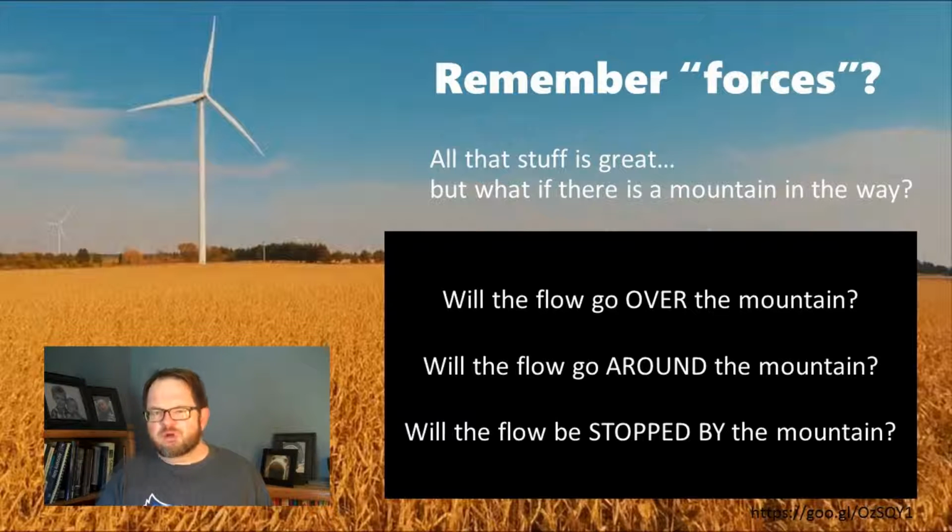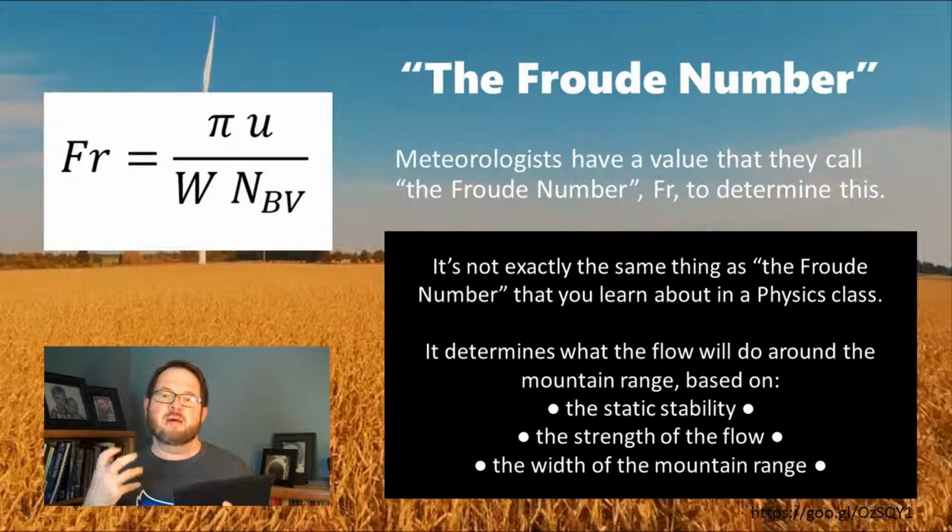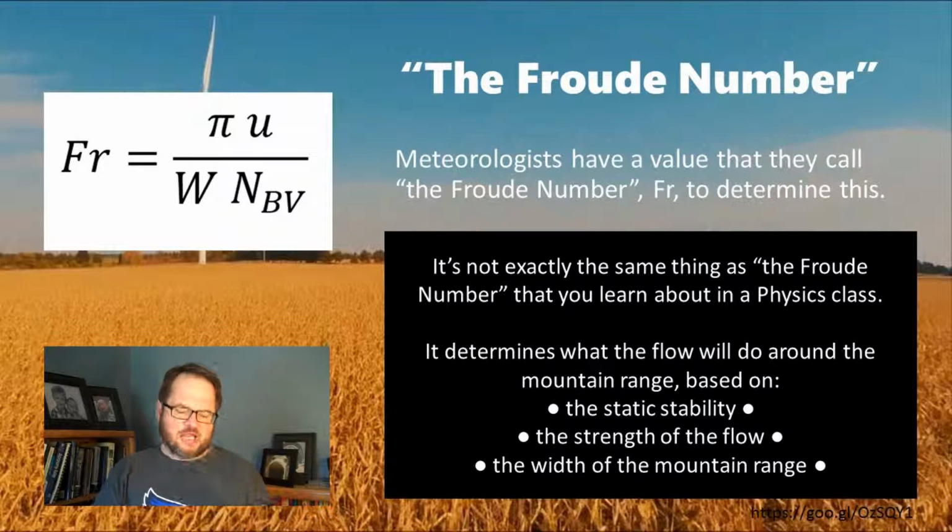Now, your book broadly suggests that there are factors that determine what the flow is going to do. I'm going to actually be a little more specific about that. Meteorologists have a number that they can compute at any given time at a given location. It's called the Froude number, Fr. And the Froude number will determine how the flow is going to respond to the obstacles to the flow.